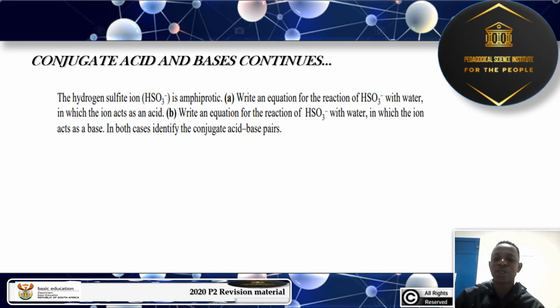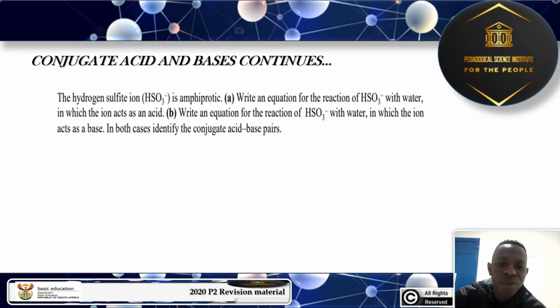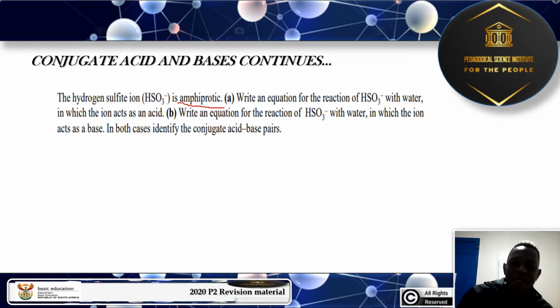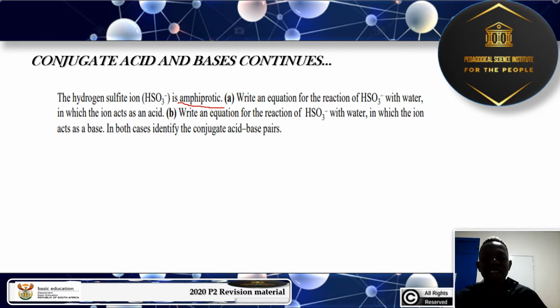Still we are busy with conjugate acids and bases. Now they are saying the hydrogen sulfate ion, HSO3⁻, is amphiprotic. We need to consider this. So what is amphiprotic? Amphiprotic is the same as ampholyte: substances that can act as a base or as an acid depending on the other reactant.